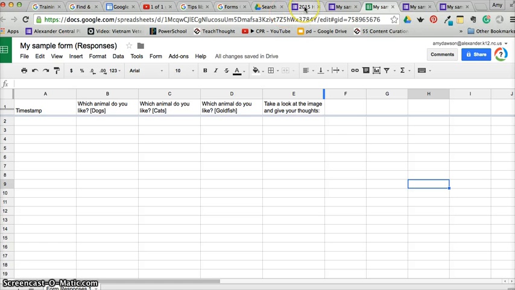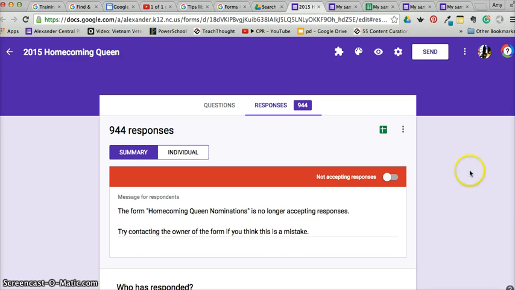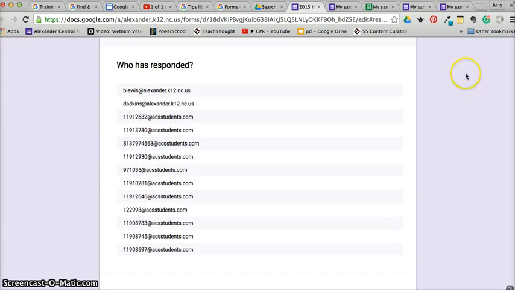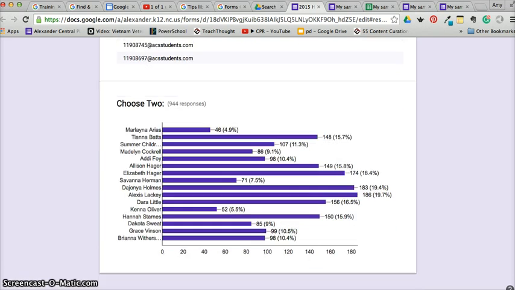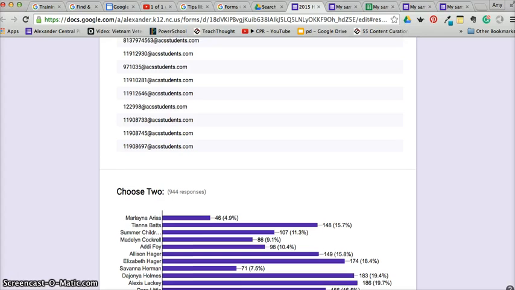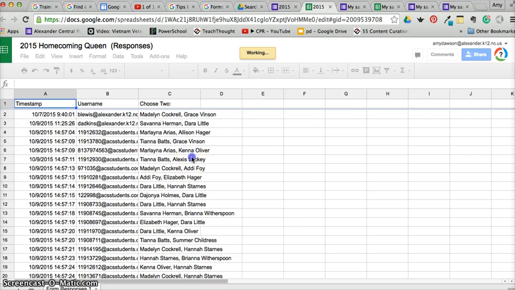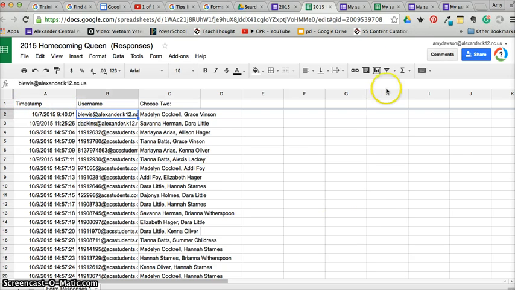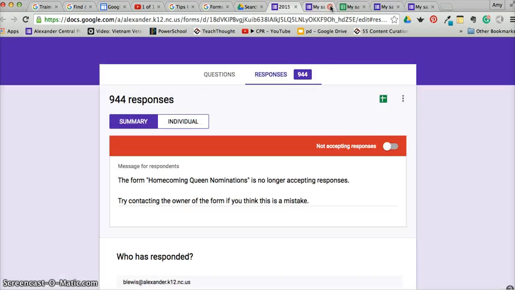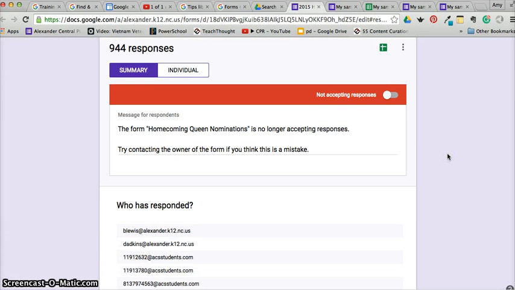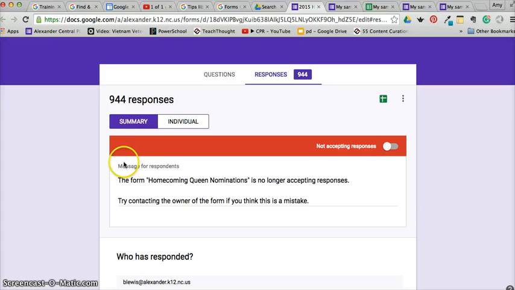Now, just so you can see a form that actually does have some responses, we used this for homecoming, and notice here's who responded, and it shows you the results in a nice bar graph. If I were to go to the spreadsheet, I can see where everyone voted, and because I chose to collect usernames, which were the students' email addresses, all of that information was there too.